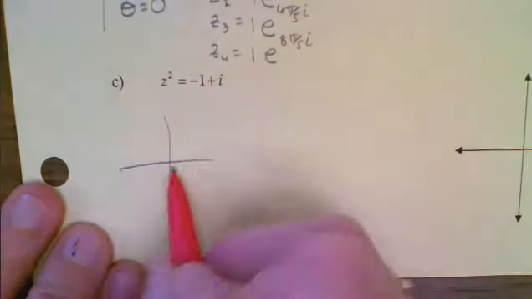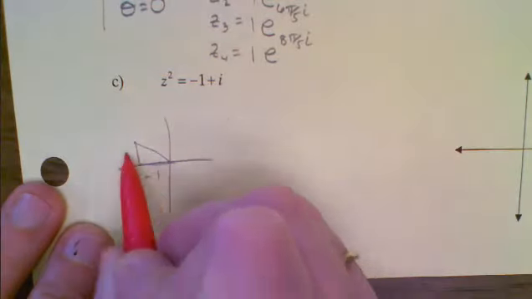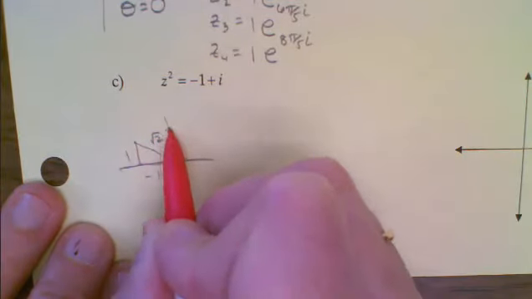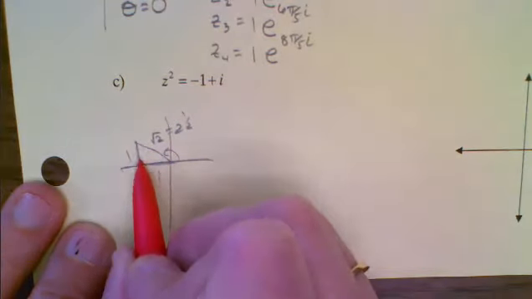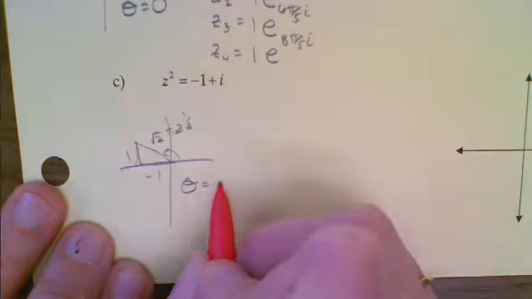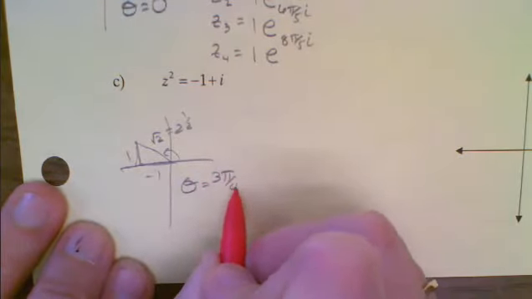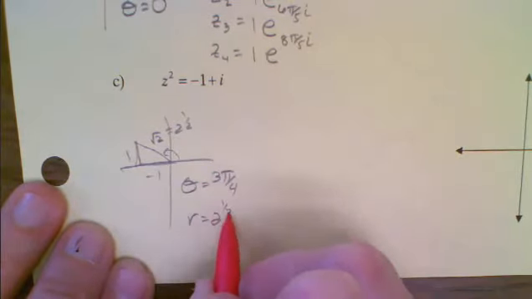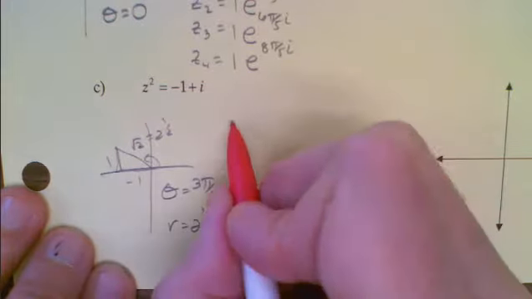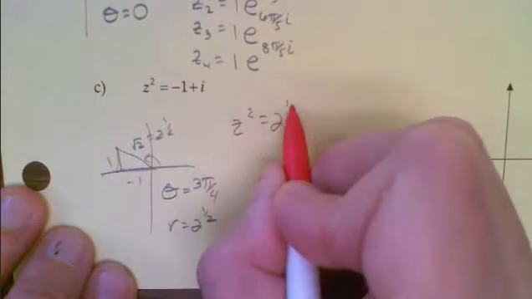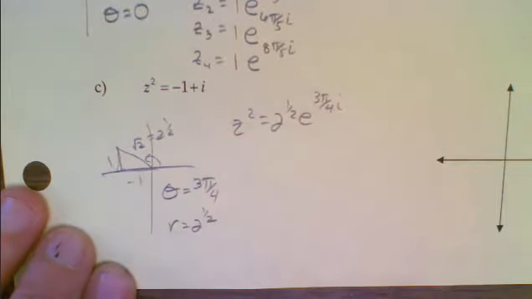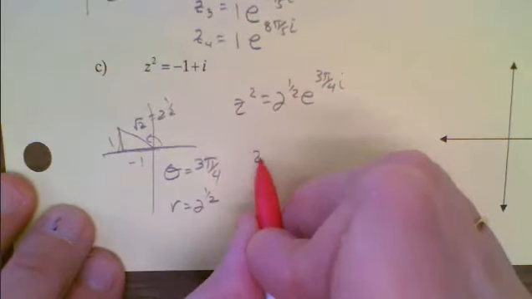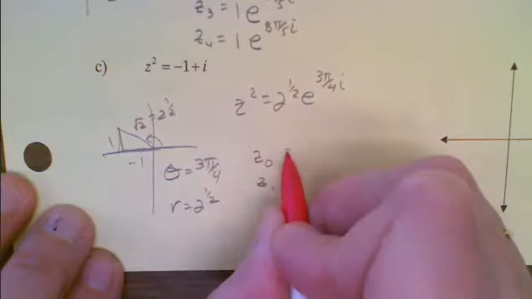I have -1, 1. So this is square root of 2, or 2 to the 1/2, if you want to use that. The angle, because again the reference angle is pi over 4, theta is 3 pi over 4. And radius is square root of 2. So if that's what z squared is, I want to take the square root of that. So I'm going to have a z sub 0 and a z sub 1.